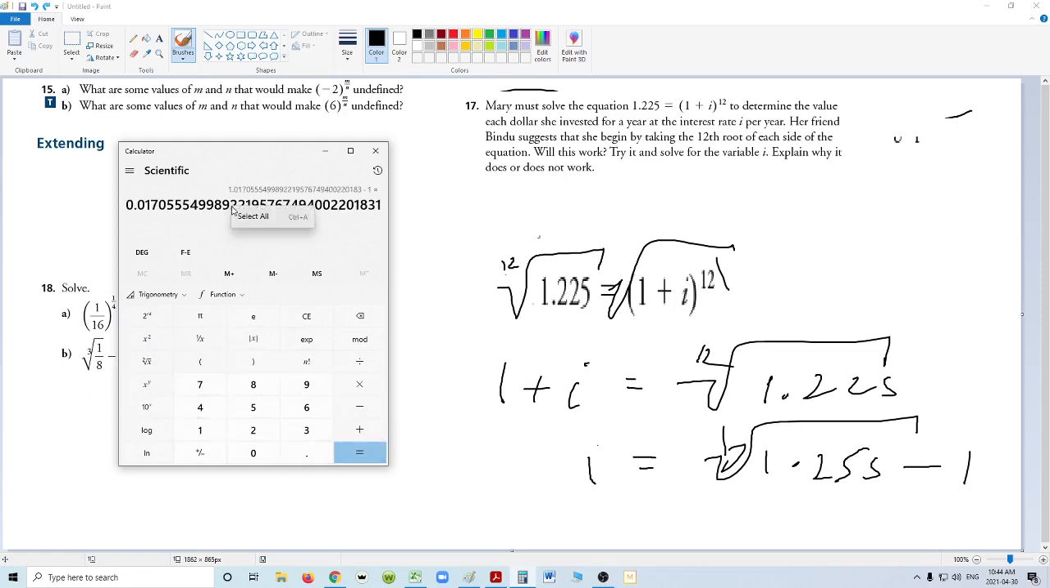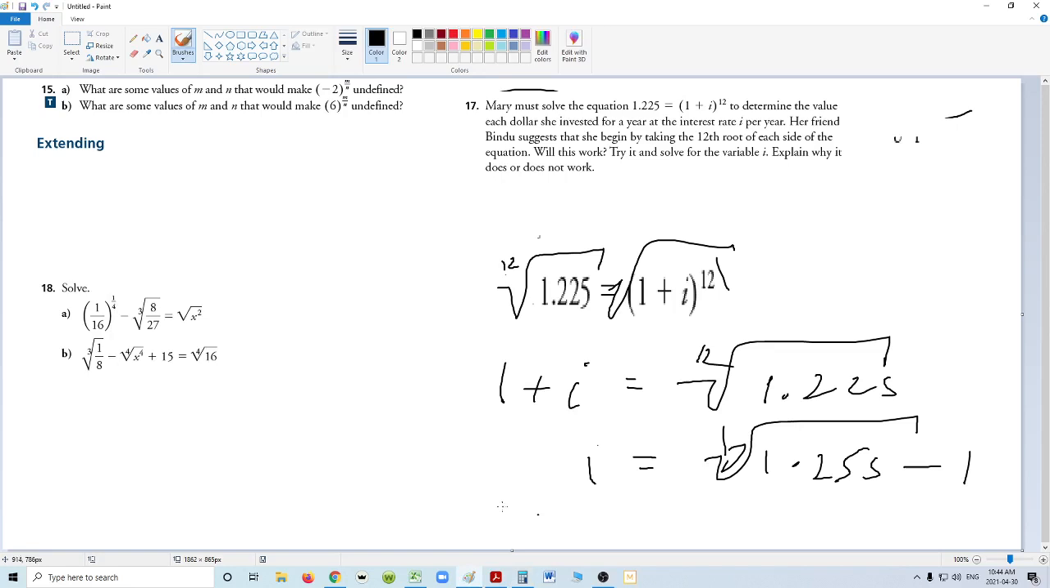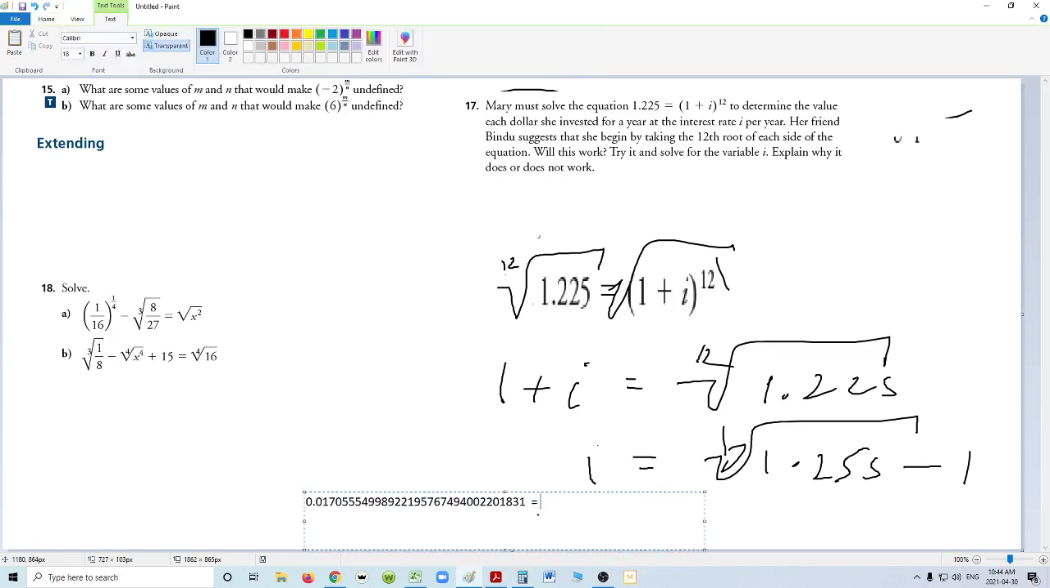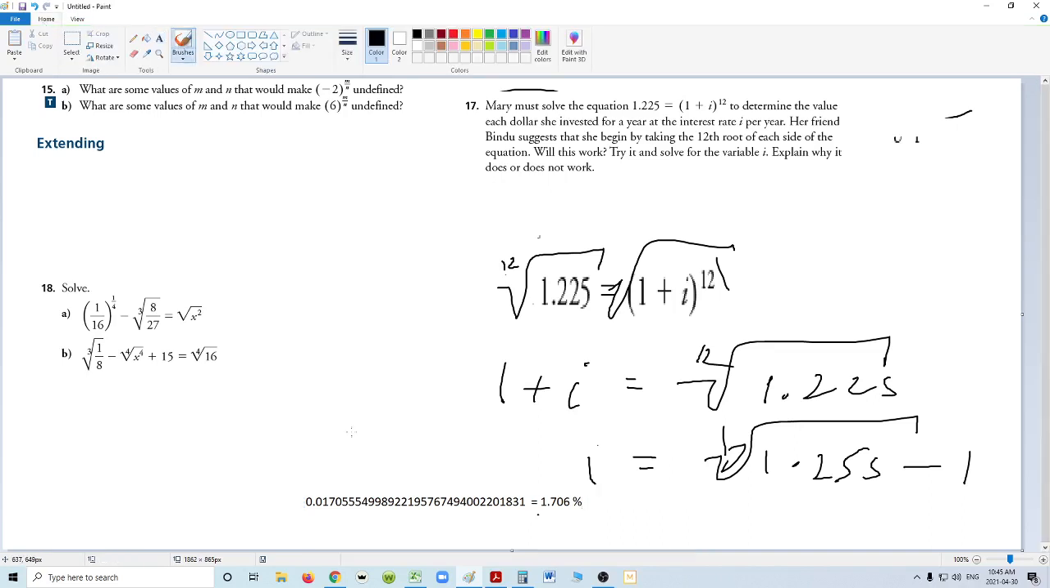There it is right there. The interest rate is this, which is equal to 1.706%. Small, but accurate. To test that out, let's plug this decimal back into there. Yeah, of course it's going to work because we just did it. It does work, and it makes total sense.